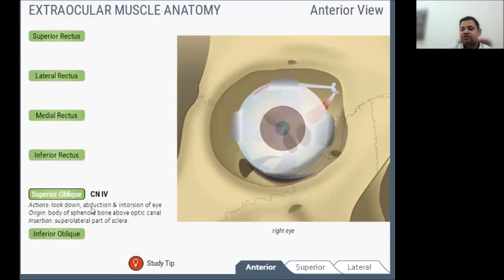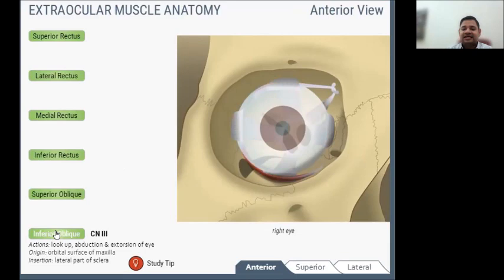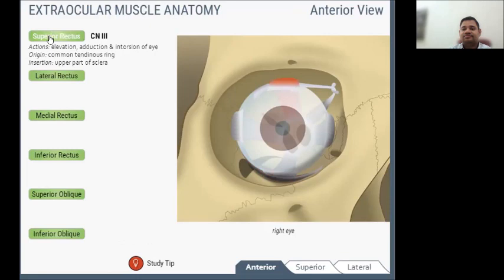Action will be depression, that is looking down, abduction and intorsion of the eye. Origin, now specifically remember, is the body of the sphenoid bone, especially the lesser wing, above the optic canal, and insertion will be on the supralateral part of the sclera. And the last one is the inferior oblique, which is innervated by cranial nerve number 3. It looks upward, that is elevation, abduction and extorsion of the eye. Origin will be the orbital surface of the maxilla, remember orbital surface of maxilla, and the lateral part of the sclera will be its insertion.